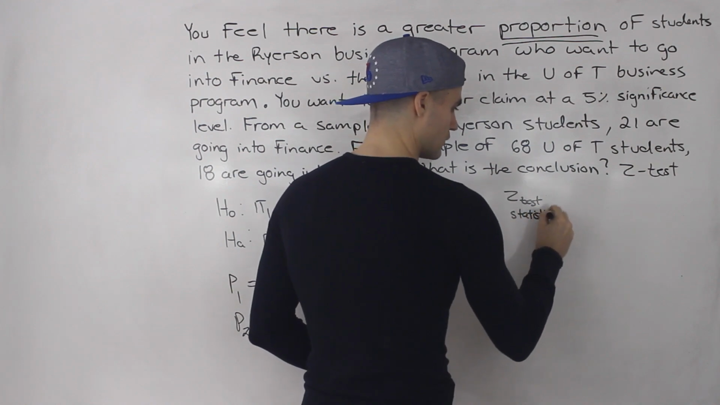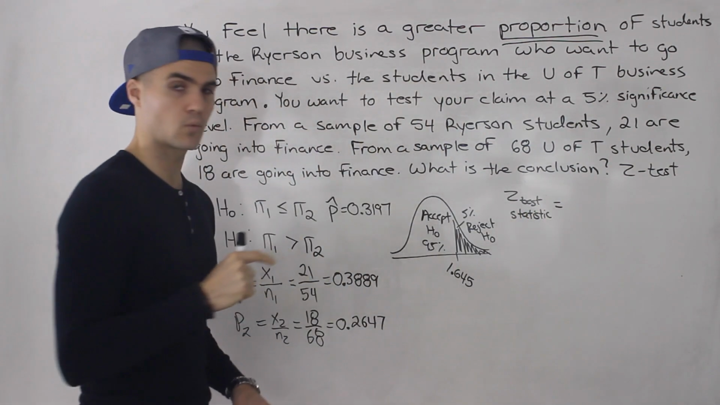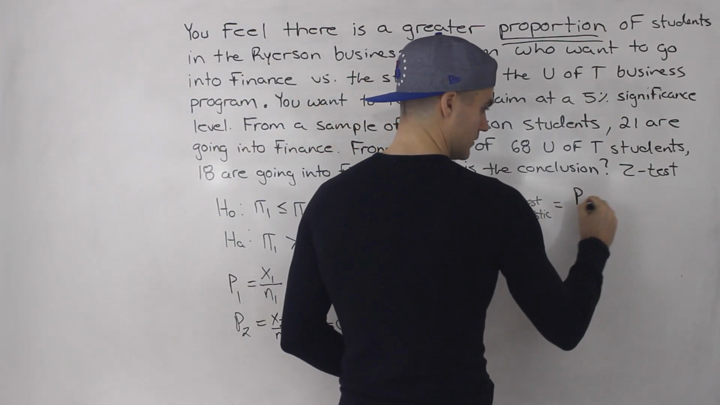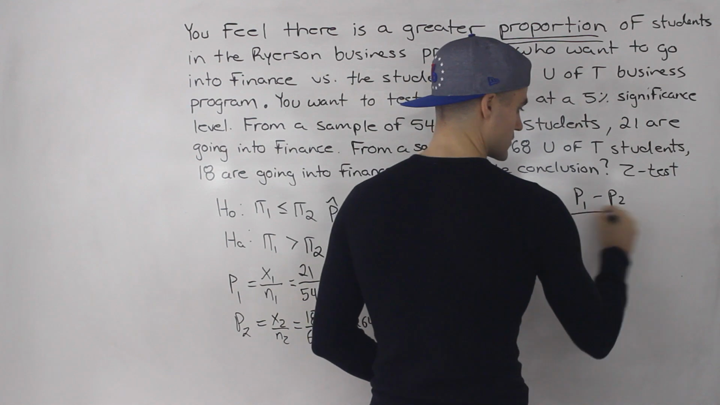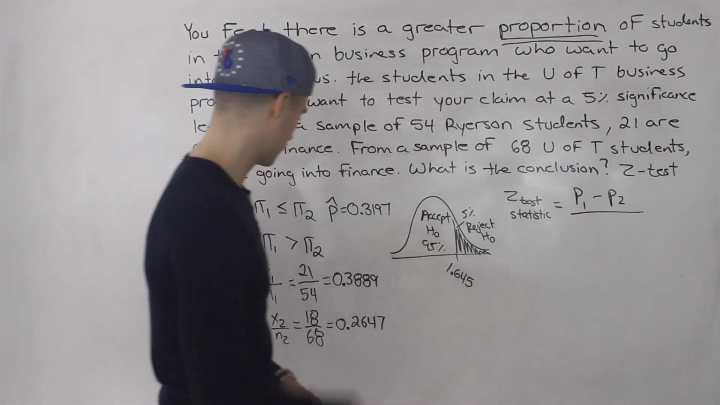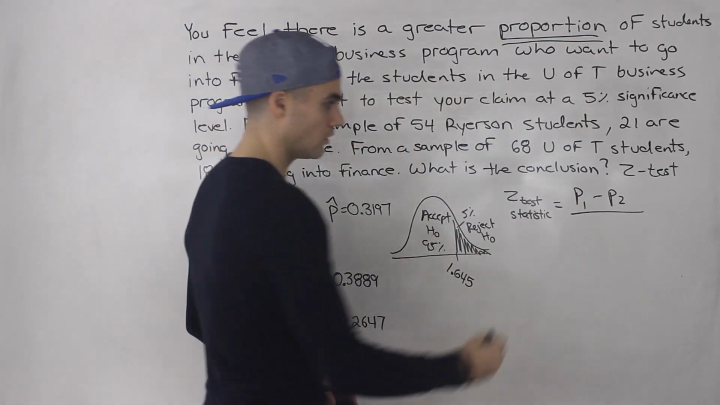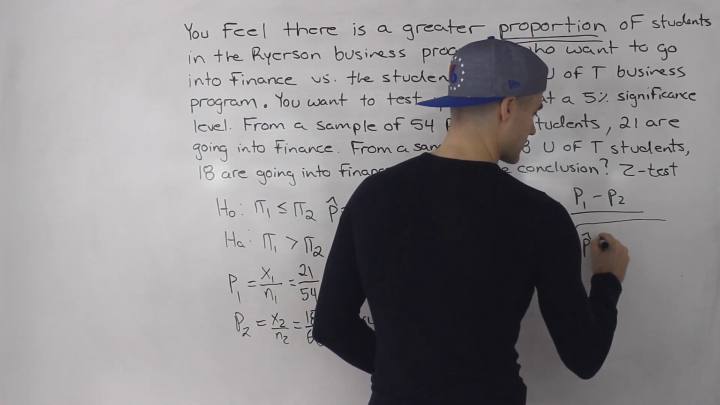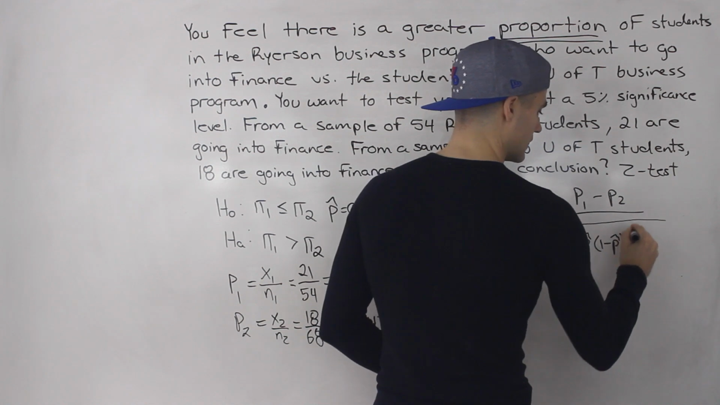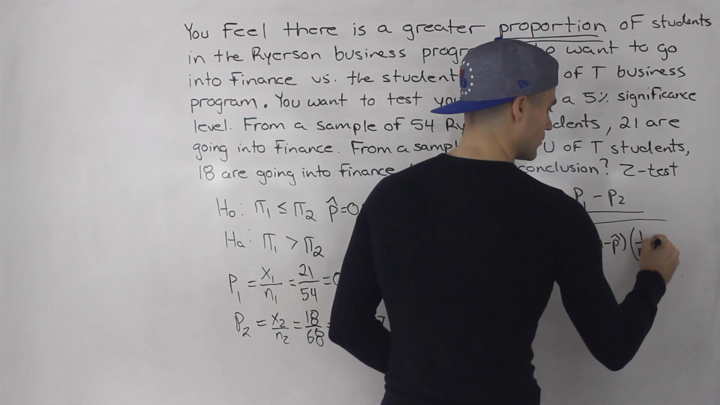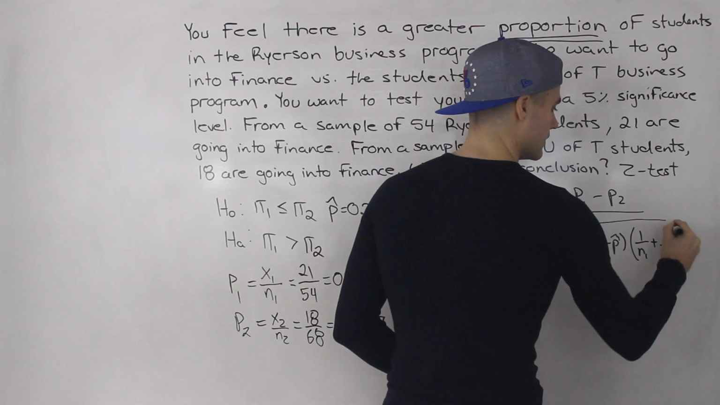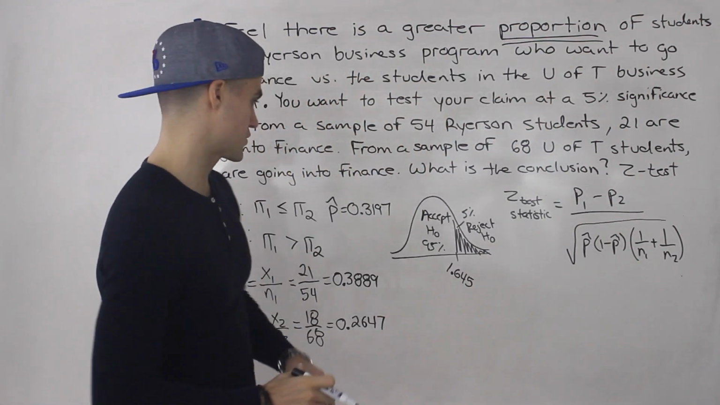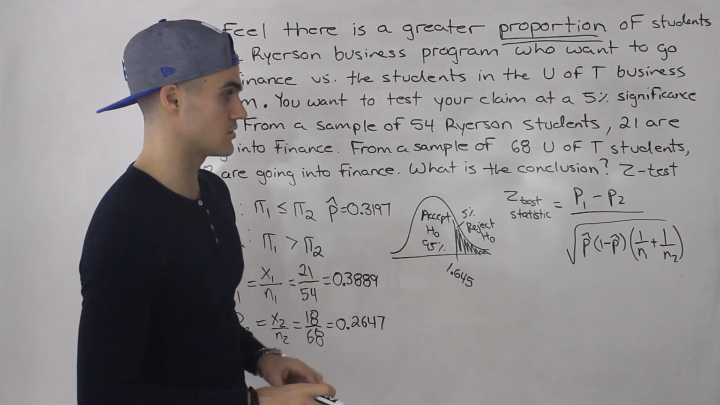And the formula for it, when you're dealing with two sample proportions, is basically P1 minus P2, right? The difference between those sample proportions here, all over the square root of P hat times 1 minus P hat times 1 over N1 plus 1 over N2. Right? That's the formula for proportions. So that's where that P hat is being used.